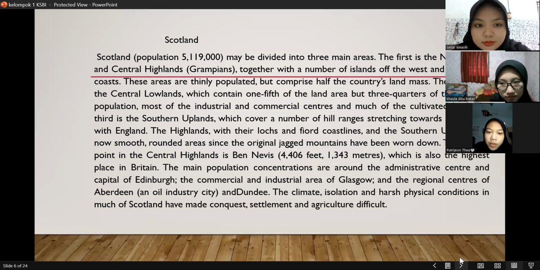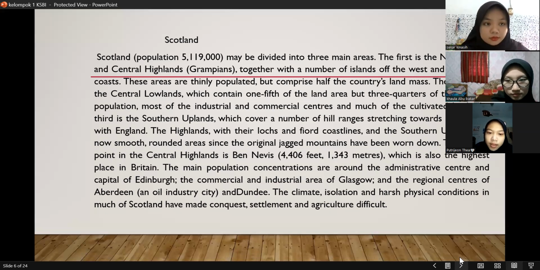Scotland. Scotland may be divided into three main areas. The first is the northwest and central highlands, the Grampians, together with a number of islands off the west and northeast coast. These areas are thinly populated but comprise half the country's landmass. The second is the central lowlands, which contain a fifth of the land area but three-quarters of the Scottish population, most of the industrial and commercial centers, and much of the cultivated land.